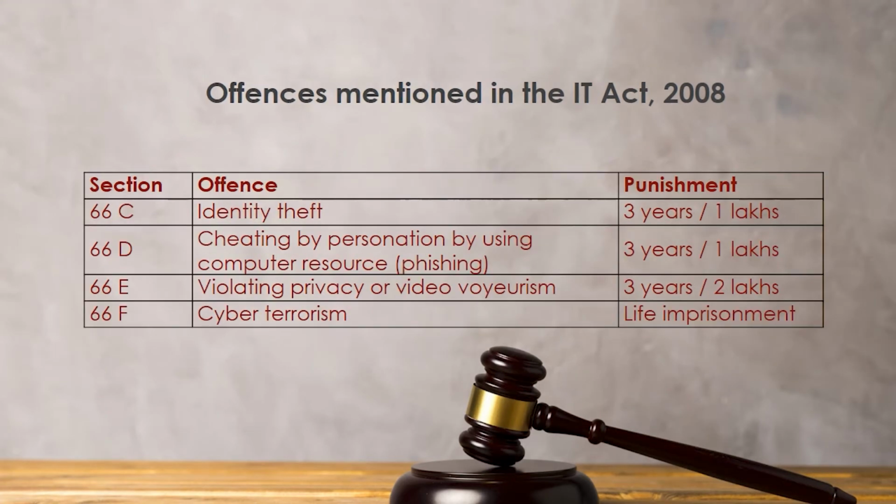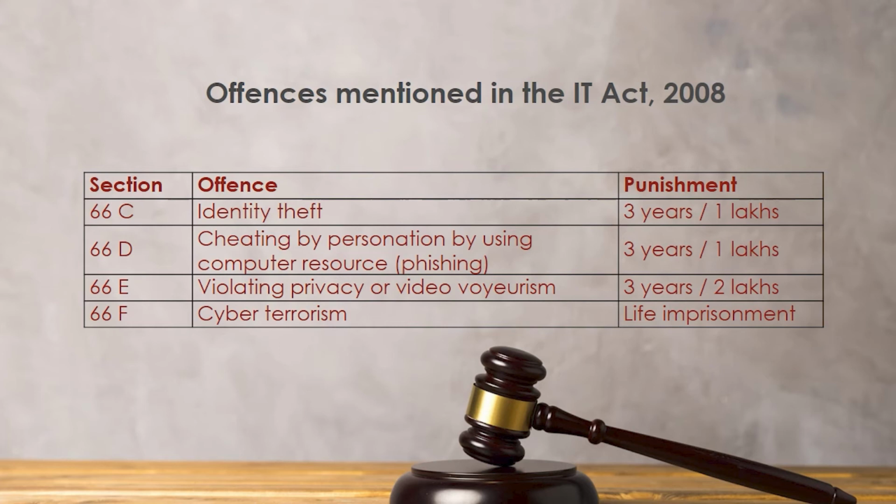And section 66C talks about identity theft. If there is theft of identity through computers, then he or she will be punished with 3 years of imprisonment and 1 lakh rupees. And 66D talks about cheating by impersonation using a computer resource, something called phishing. Phishing is the term that we already saw, which is used in banking. So, when somebody is involved in phishing, he or she will be levied with 3 years of imprisonment and 1 lakh rupees.